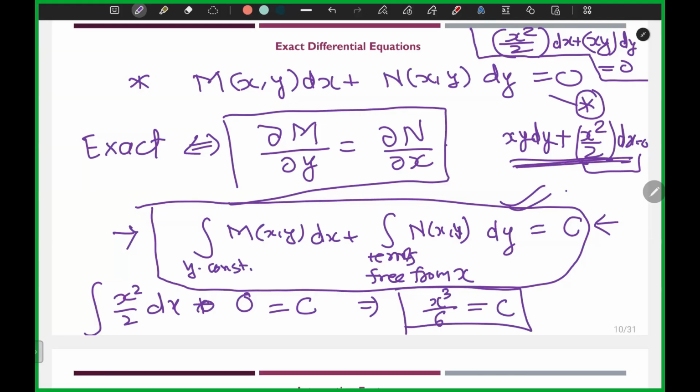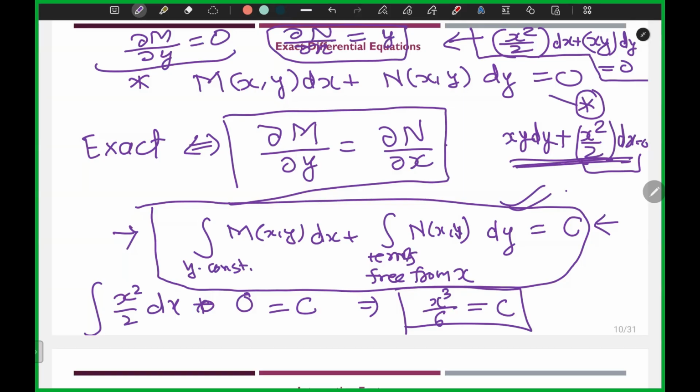Again, there is something missing. Sir, actually, the equation is not exact. The equation you have written is not exact. When we take del M over del y, it is 0, and del N over del x we are getting y. So our equation is not exact, and this is not the solution. For that, we need integrating factors to make the given equation an exact differential equation.